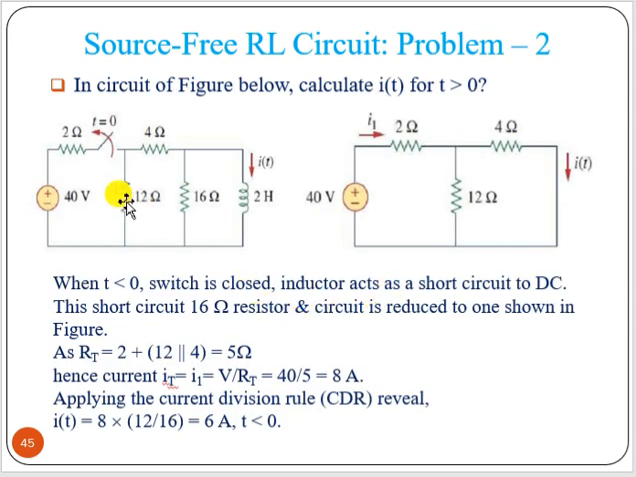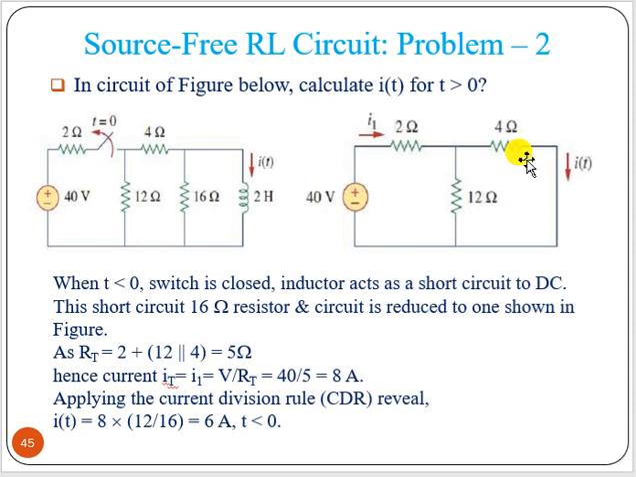Now another problem, the switch, i(t) for t greater than 0. That means for t less than 0, this is short circuited and this is connected to this circuit. That means the inductor is nothing but a short circuit. At DC, an inductor acts as a short circuit. If this is a short circuit, the 16 ohm that is in parallel with it is shorted. So the circuit looks like this.